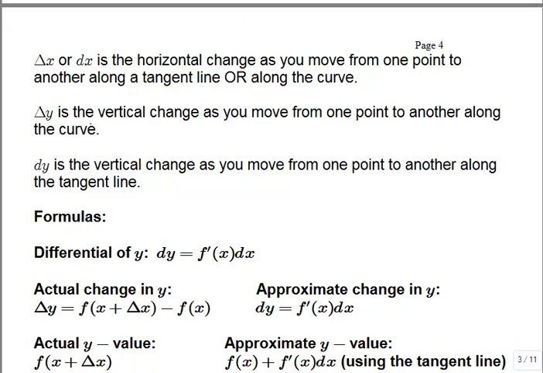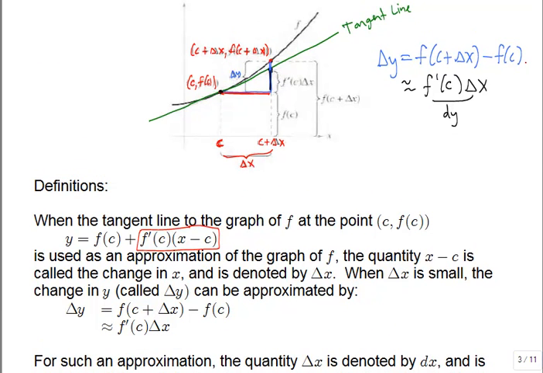Delta y is the vertical change as you move from one point to another along the curve, whereas dy is the vertical change as you move from one point to another along the tangent line. So on my picture, delta y is the change from this red dot to this red dot. So that would be this vertical change in red, whereas dy is from this black dot to this black dot, and that would be this vertical change in those y's on the tangent line. And as long as your delta x is small, those should be relatively close to each other and good approximations.